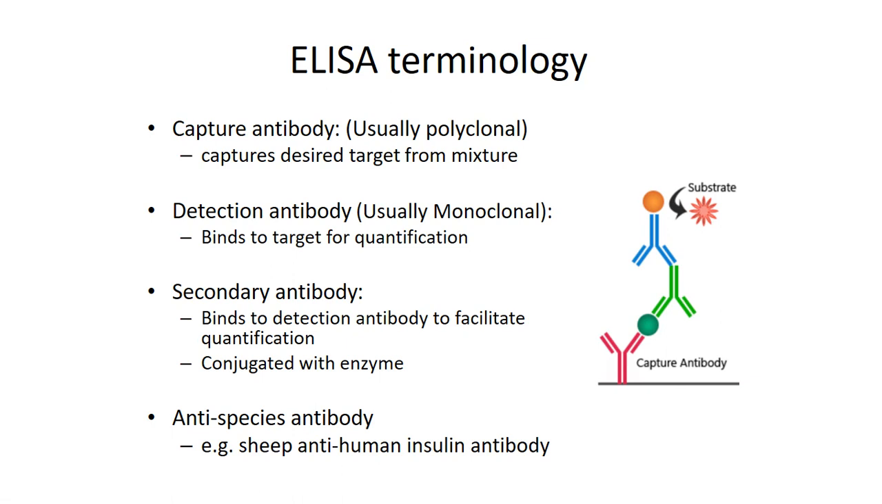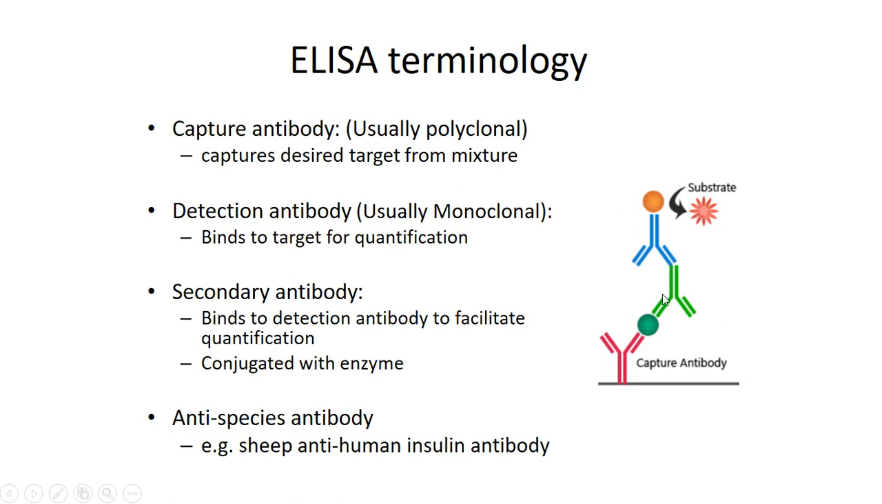You can also have a secondary antibody, and the concept of the secondary antibody is to bind the detection antibody to facilitate the quantification. Here you can see the secondary antibody binds to the detection antibody. The thing to note is the secondary antibody has an enzyme conjugated to it. And the whole concept here is that once we have this series of reactions, which will be different based on different ELISAs, but we'll cover that in the next few slides.